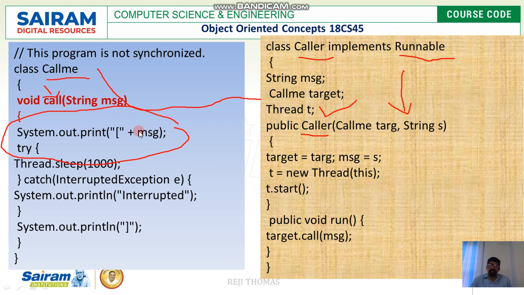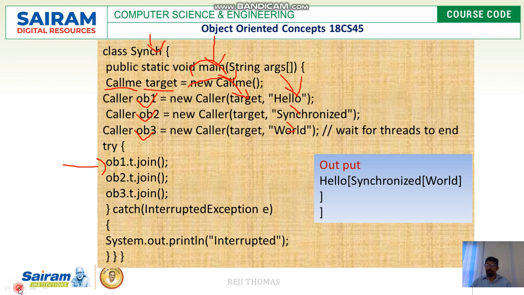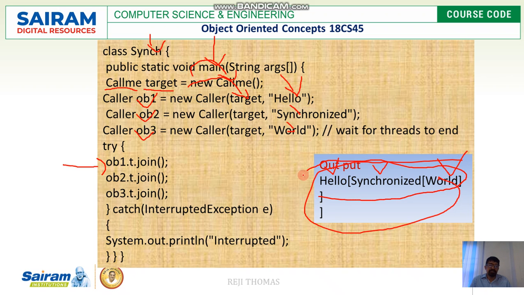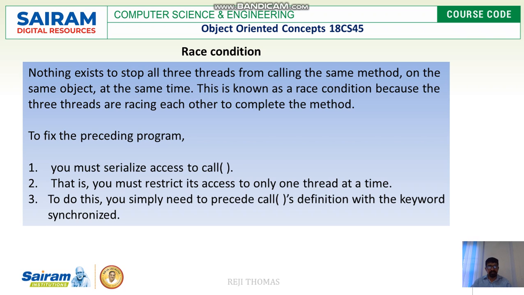Now there is no guarantee which thread gets the CPU time. They will be competing with each other. Finally, what output will I be getting? I'll be getting an output in a random fashion. Actually, I was expecting an output of Hello in square brackets, Synchronized in square brackets, and World in square brackets. Instead of that, I got an output which is very weird. Why? Because there is something called a race. All these threads were competing with each other for the CPU time.